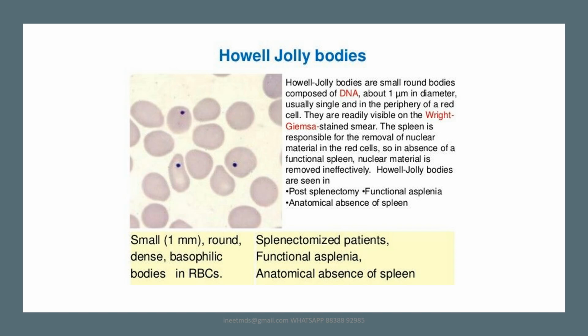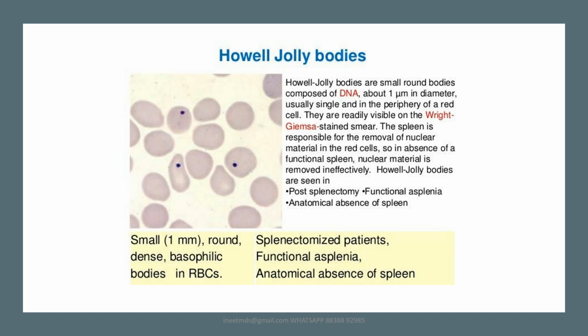So, it is seen in conditions like megaloblastic anemia, and also, as I have already said, these nuclear remnants are removed by the spleen, which means the spleen is responsible for removing them. So, either there is some defect in the maturation itself, and it will not get removed by the spleen. That is the problem in megaloblastic anemia, whereas in other conditions, there is a spleen problem.